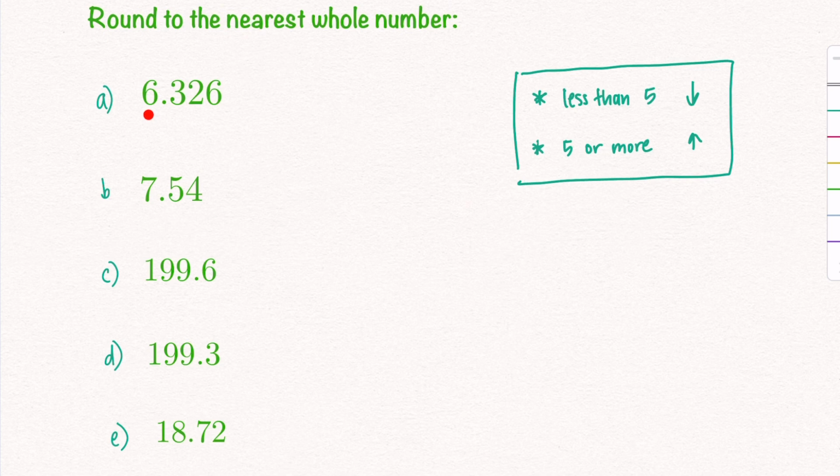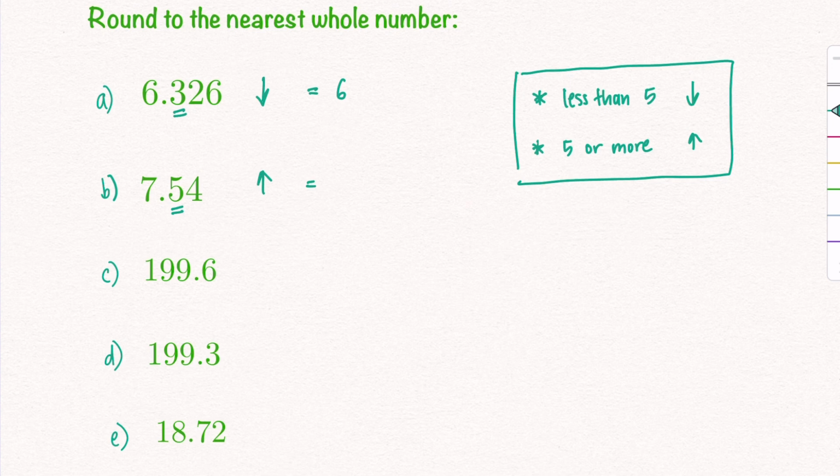Here I have 6 and 326 thousandths. So we're trying to decide whether it becomes a 6 or it rounds up to a 7. And the digit after the one being rounded here is the 3. So we know that it is less than 5, so we will need to round this number down. And so it becomes 6. For the second question, we have 7 and 5 hundredths. So the digit after the one being rounded is 5, and the rule says that if it's 5 or more, we need to round up.